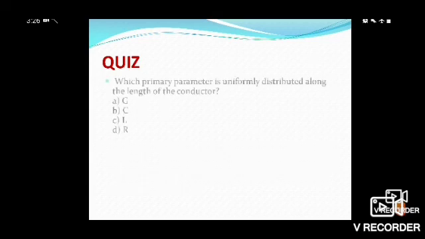Next question. Which primary parameter is uniformly distributed along the length of the conductor? The first one is G, the second one is C, the third one is L, and the last one is R. So which primary parameter is uniformly distributed along the length of the conductor? Please note this question.